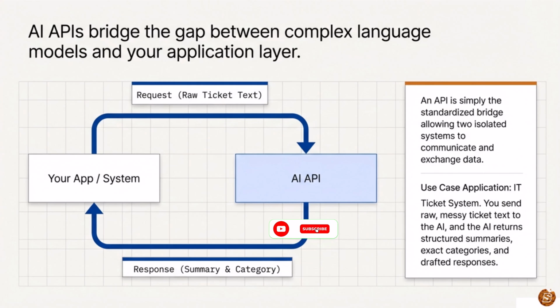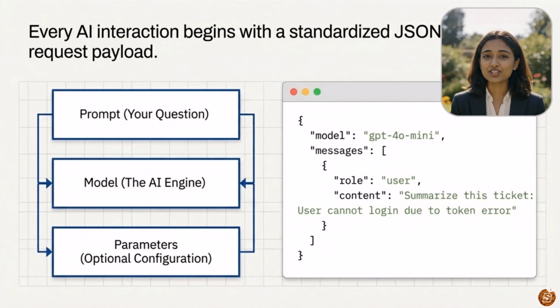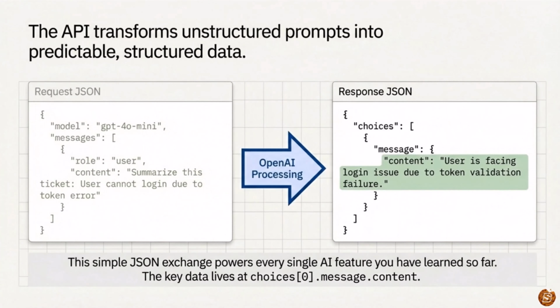For example, in an IT ticket system, you can send messy text to an AI and receive structured summaries and categories in return. Every interaction with an AI begins with a structured JSON request payload. This includes defining the model, the user messages, and any optional configuration parameters required for the task. The API transforms your unstructured prompts into predictable, structured data. The critical information you need is located within the response's message content, powering the features you build.